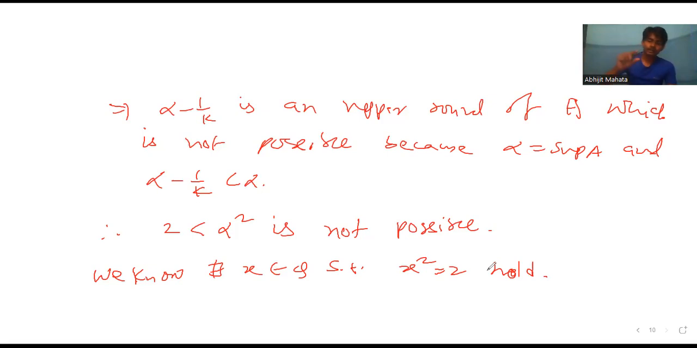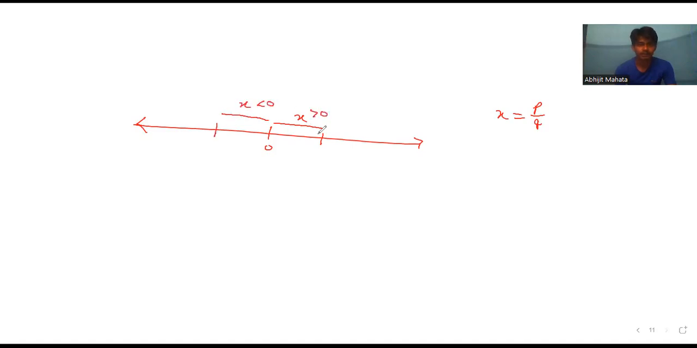So Q, the set of rational numbers, is okay, no problem. Geometrically, it will give a distance. If you take this line and put the origin here, every rational number x equal to p by q you can think of as a length. If x is positive, it will give a point on the right hand side of the origin, and if negative, a point on the left hand side. So x less than 0 and greater than 0.